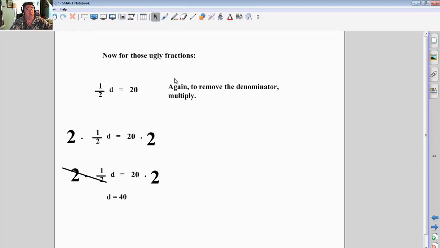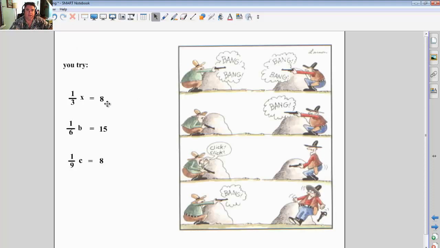Now for those ugly fractions. 1/2 d equals 20. But look at it this way. Think of it as 1 divided by 2. Ask yourself this question. What's the opposite of divide by 2? And hopefully you get times 2. Times 2 to one side, times 2 to the other. So times 2 and divide by 2 cancel, leaving just 1d or d. And then over here, you got times 2 on one side, times 2 on the other. 20 times 2 is 40. Now you try, go ahead.